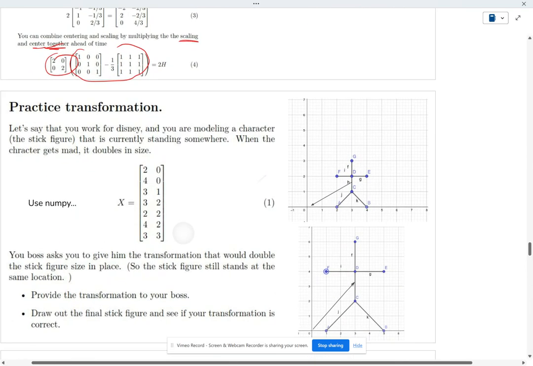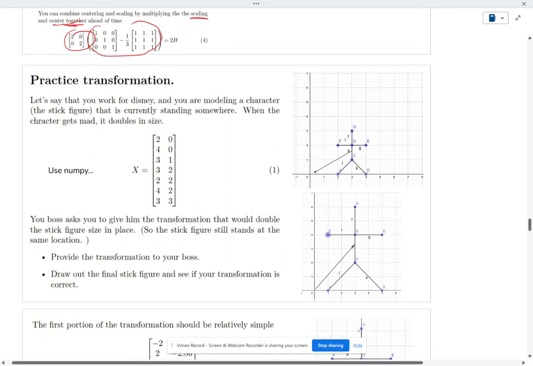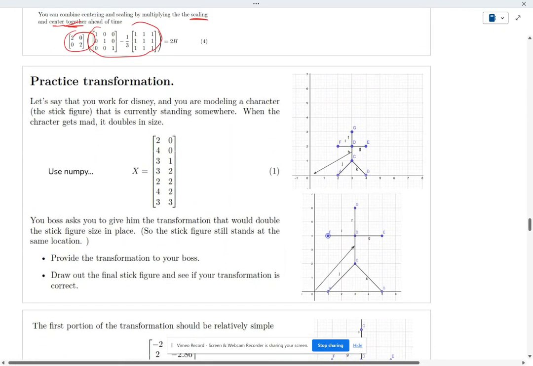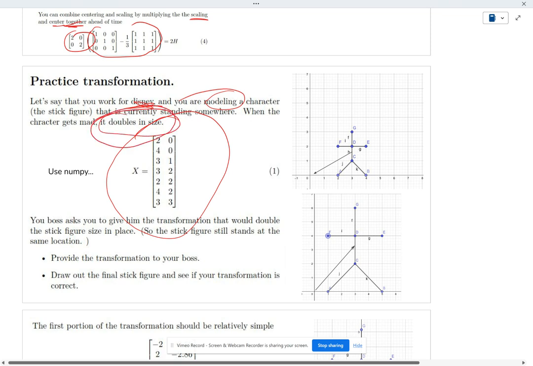Anyways, let's continue. I want you to practice. Now is a point for you to pause the video. You have a stick figure, and you work for Disney, and you're modeling some character, and the character gets double in size if he gets mad, or something happens. What I just taught you is essentially how you move the stick figure to the center and then double it. But the part that's kind of complicated is once you're in the center and doubled, you want to move it back.